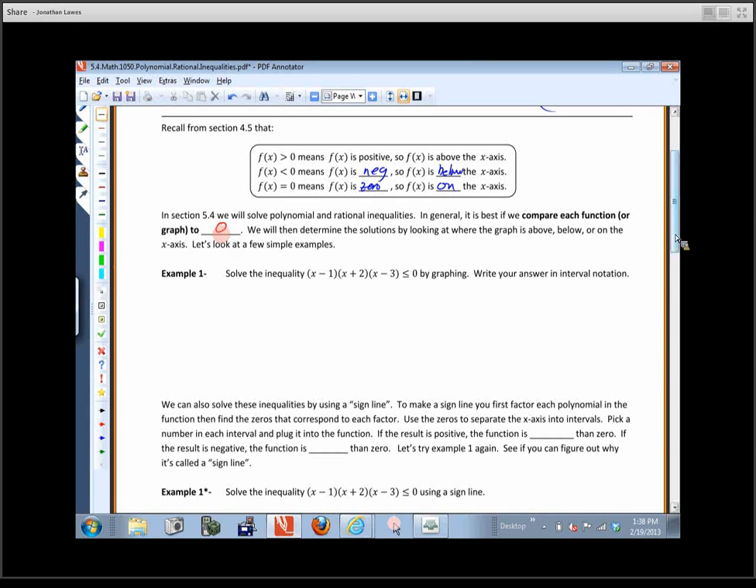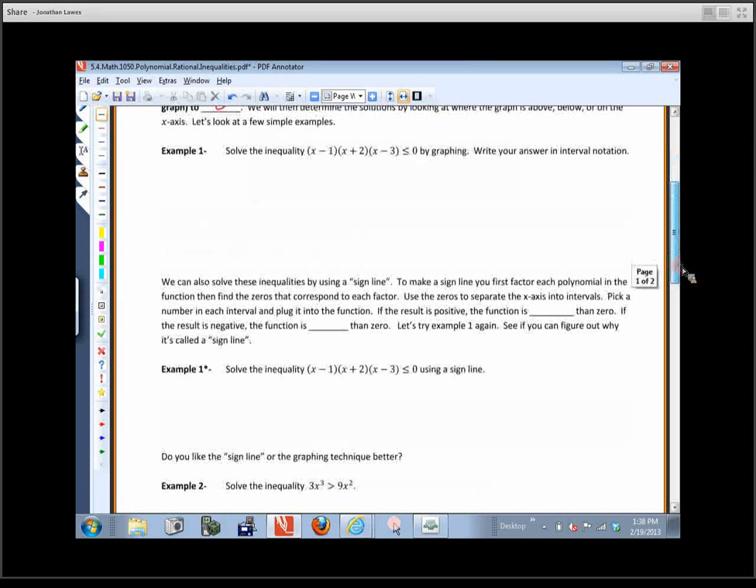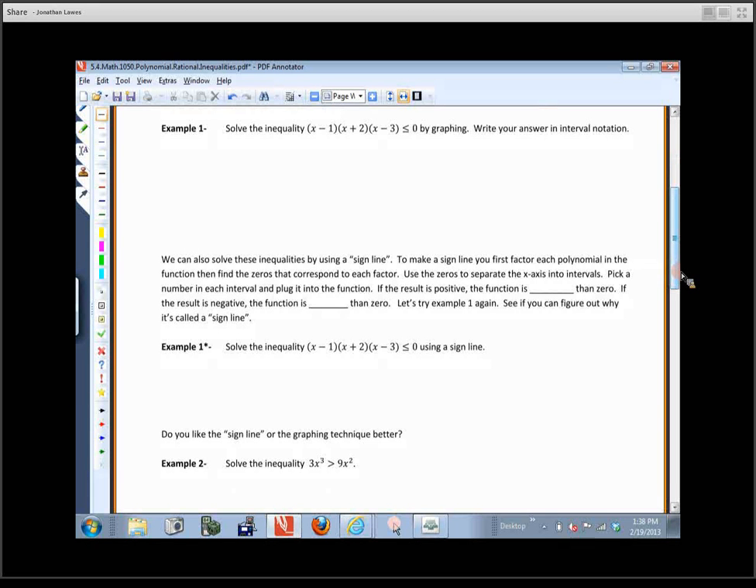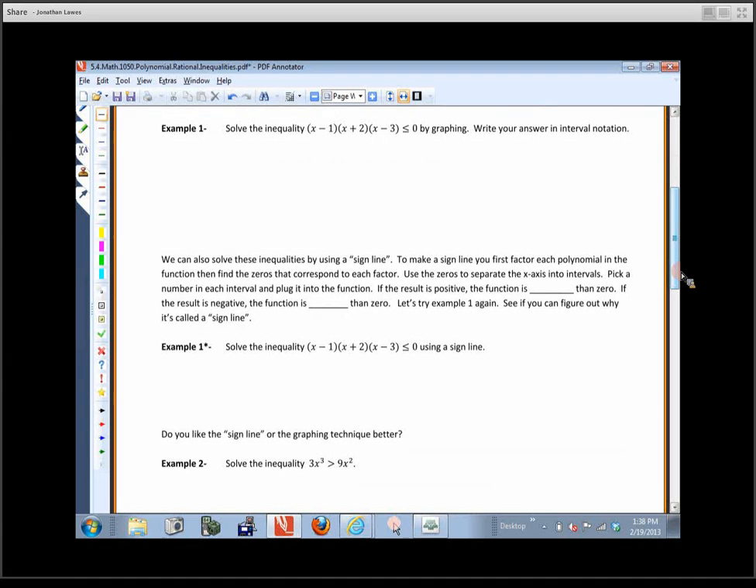Okay, so we're going to do a couple of examples, and I want you to take a look at these first two examples. One of them is 1, the other one is 1 star. You'll notice that they're set up just a little bit differently. Just the instructions are a little bit different.